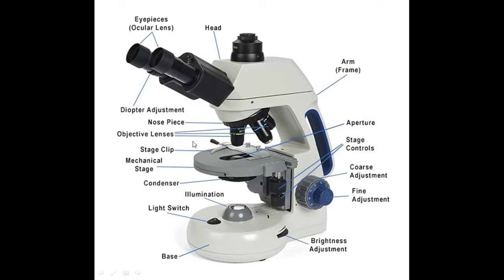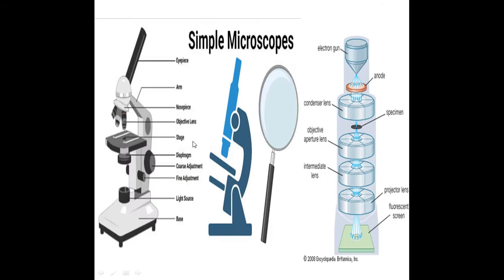So let's look at the functions of the various parts of the microscope. Very similar to a typical simple microscope, we have an eyepiece or the ocular, we have an arm, we have a nose piece, an objective lens, we have a stage, we have the diaphragm, the condenser, we have the coarse adjustment, we have the fine adjustment, we have the light source and the base. These parts are basically common in almost all microscopes, but their position on the microscopes might differ.